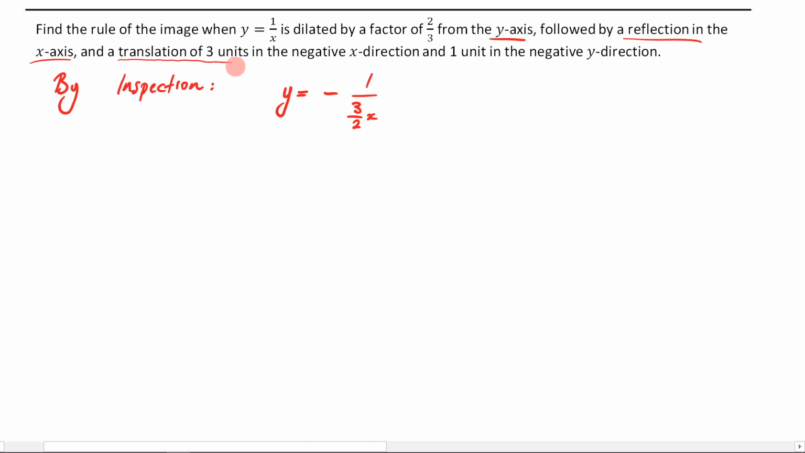Next, we have a translation of 3 units in the negative direction of the x-axis. This is where we have to be careful now. What I'm going to do is replace my x with x plus 3. And then finally, I have 1 unit in the negative direction of the y-axis. So that's just minus 1. So that right there is going to be my answer. The only thing that I would want to resolve here is I don't like how I've written that. The better way to write this would be like this. I can just bring this 2 to the top.